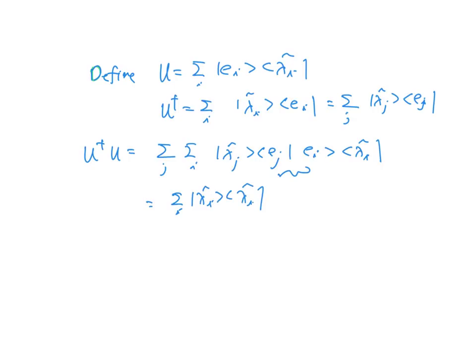So it simply becomes... we know this property, right? Which is I. So that means U dagger is U inverse. So we have just shown that U is unitary.